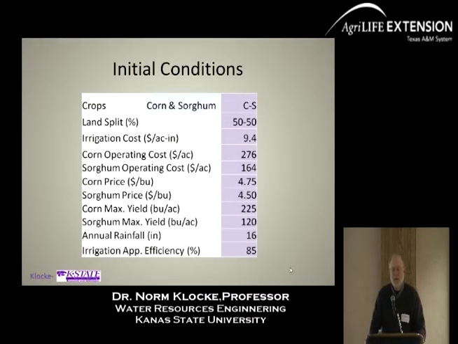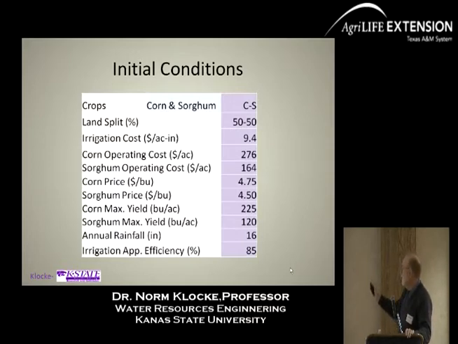Now we get into the initial conditions. We always have to have something to put in so that we get this model started. We're going to have, of course, the land split of the crops we're going to use. We're going to use corn, sorghum only. We're just going to have two crops we examined. We're going to put them in a 50-50 rotation.